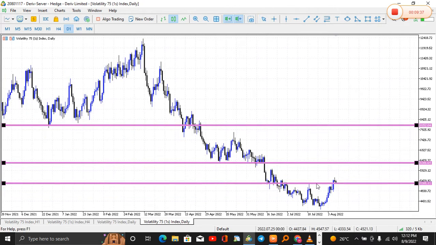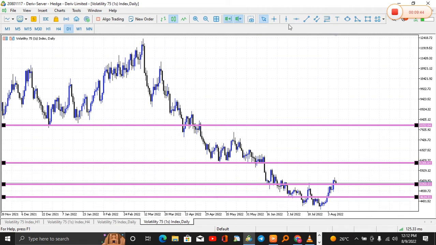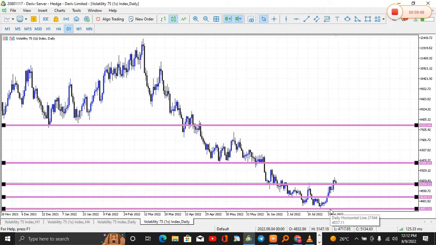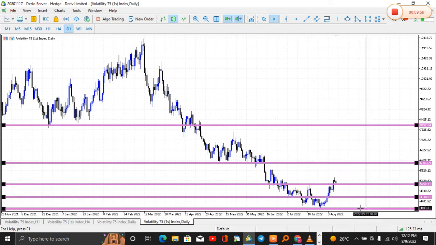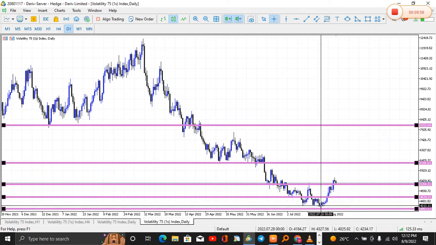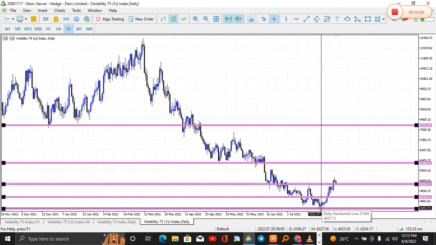Let me try to zoom out. We also have this level. We also have this level. And we also have this. Now I'm catering for this because this was the lowest low of this pair. So we don't have any prices below this particular exchange rate. Now this is the lowest low of this pair.